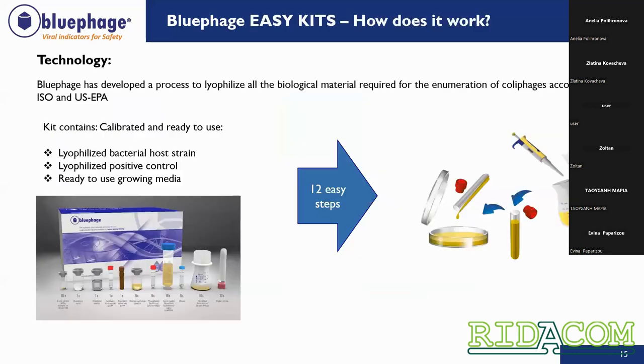So within the family of the Easy Kits, what we have developed is a process to lyophilize the biological materials required for the analysis of the coliphages using the ISO or the US EPA methods. This lyophilization allows you to store the material at minus 20 instead of minus 80, like the standard biological materials. And also, we have calibrated and prepared all the media. So once you receive the package, you can proceed with the analysis.